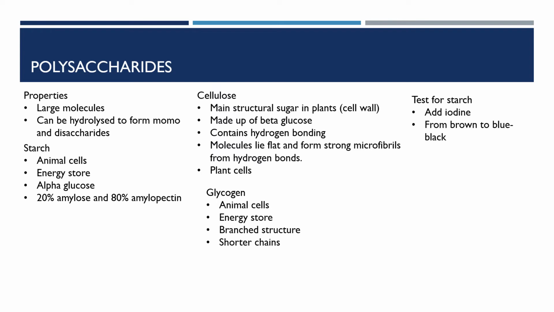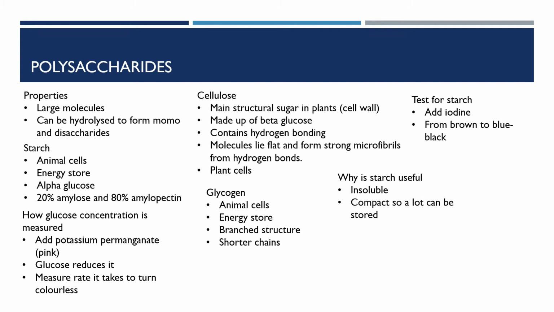Now, how do you test for starch? Well, you add iodine, and from the brown solution, it will turn blue-black if starch is present. Why is starch so useful? Well, starch is insoluble, so it can be stored in the body without dissolving. And it's compact, so a lot can be stored in a small space.